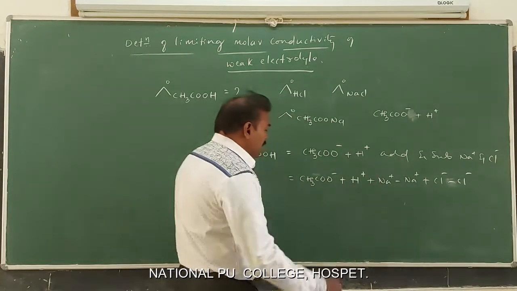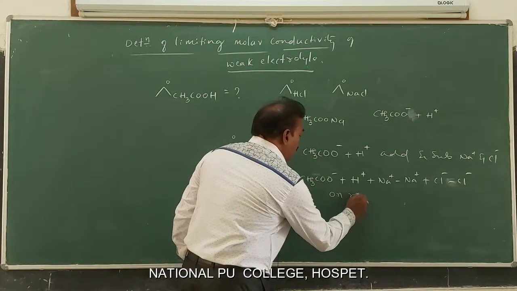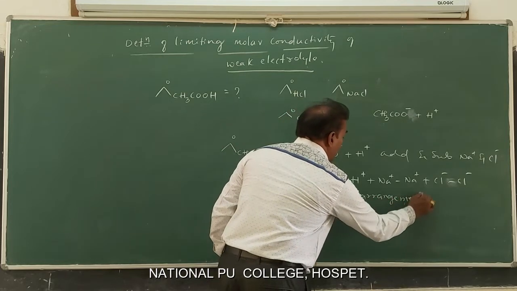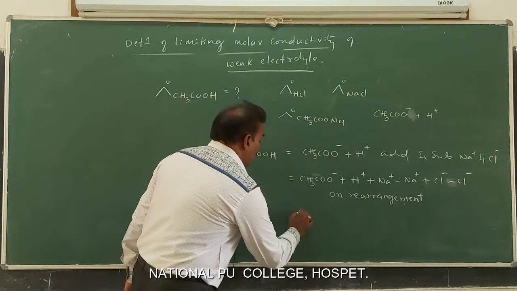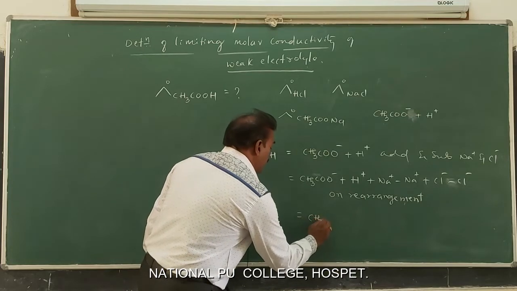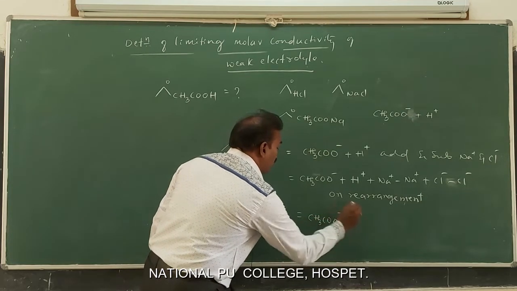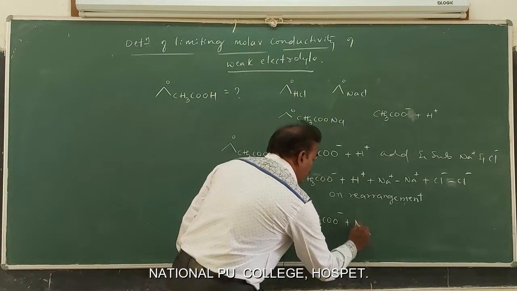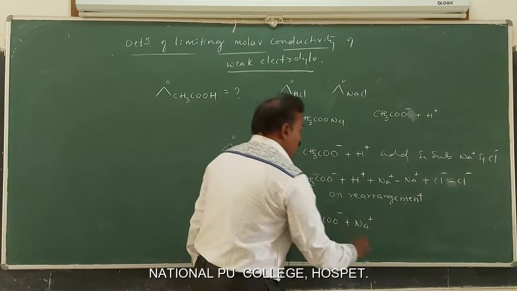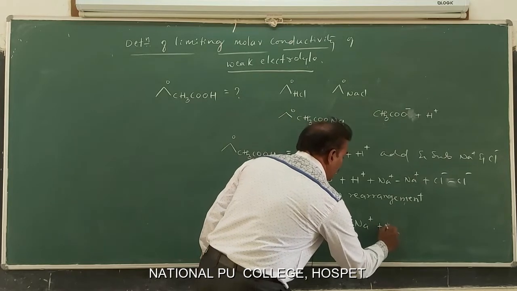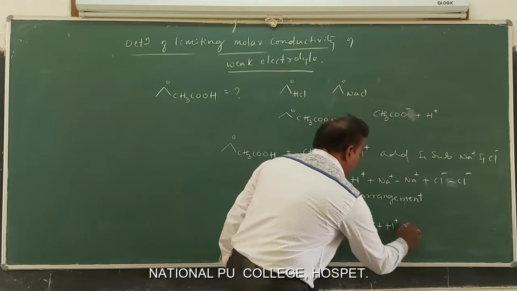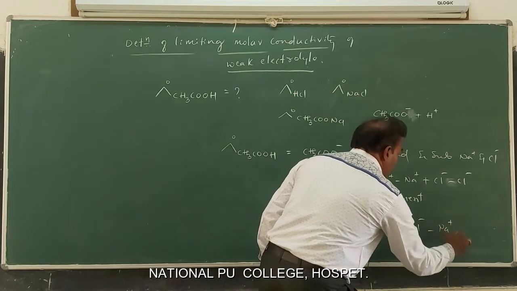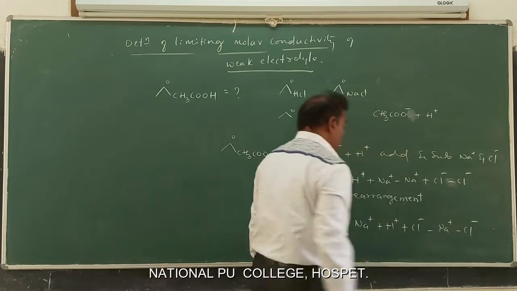Now on rearrangement, what we get? Listen: CH3COO⁻ ion, plus Na⁺ ion, plus H⁺ ion, plus Cl⁻ ion, minus Na⁺ ion, minus Cl⁻ ion.